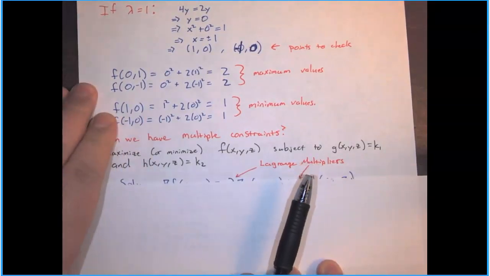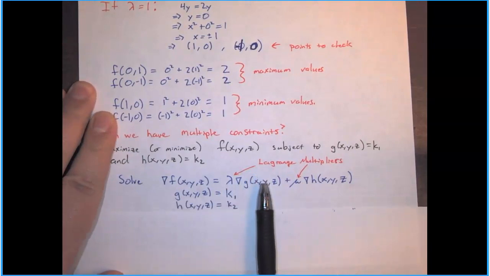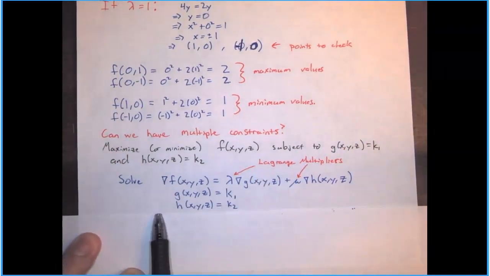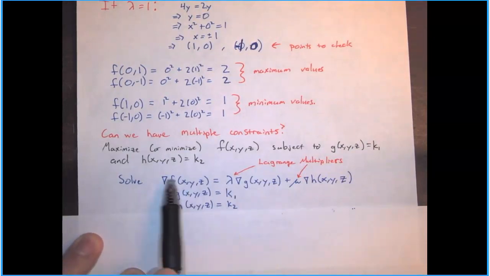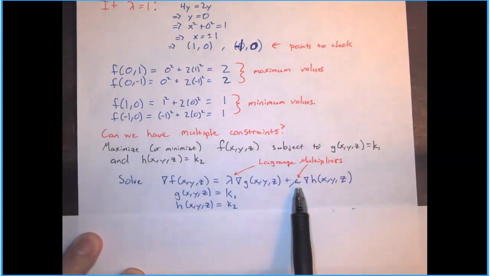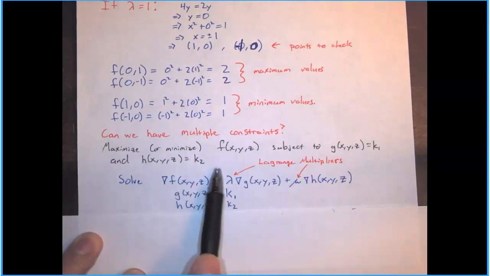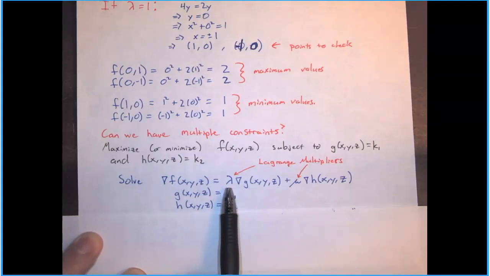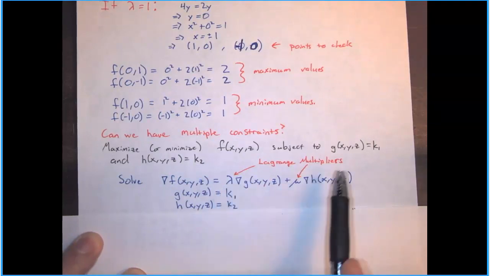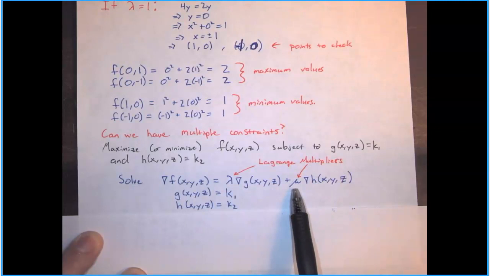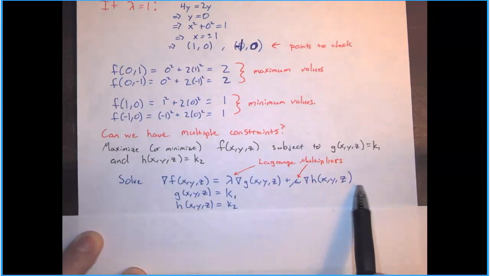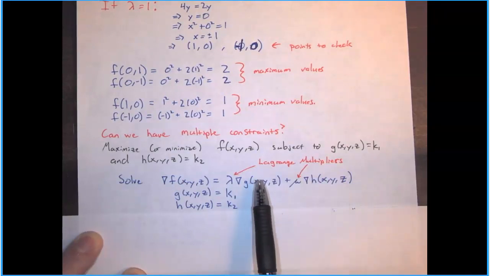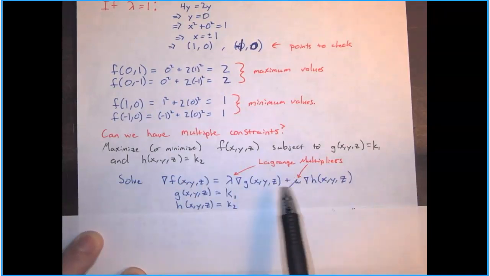Well, what changes is that our system of equations becomes larger. I add the second constraint as an equation, and I get another Lagrange multiplier. So now I'm saying that the gradient of the function I'm trying to maximize or minimize is equal to 1 Lagrange multiplier lambda times the gradient of g, plus another Lagrange multiplier mu times the gradient of h. So this is the Greek letter mu. And so now I have a system of 5 equations in 5 unknowns.